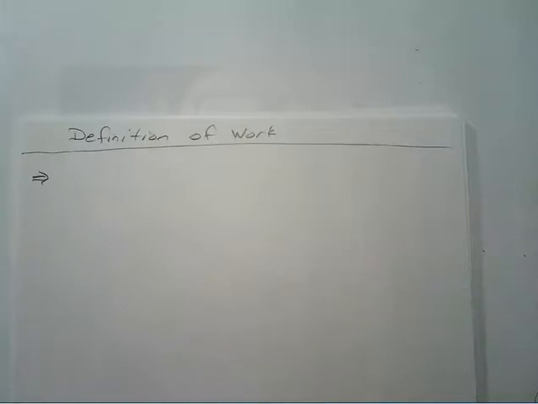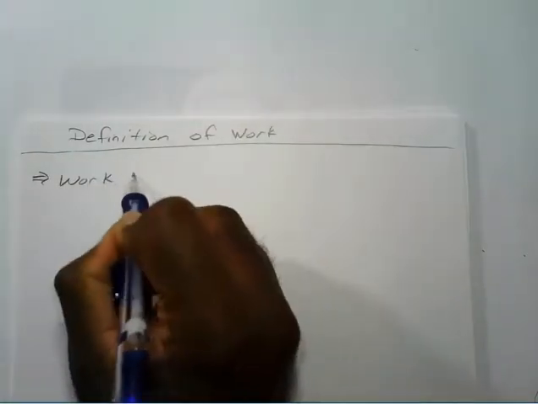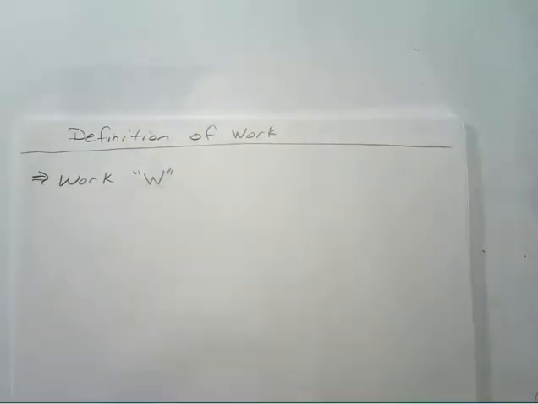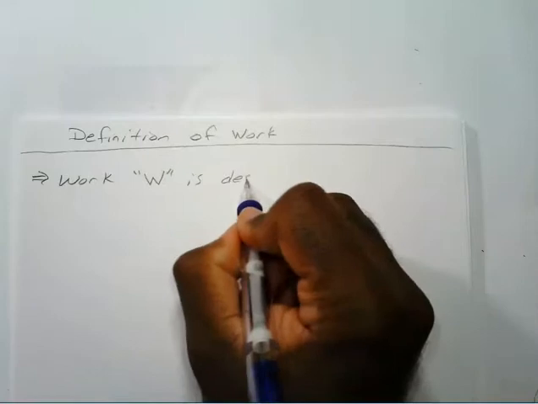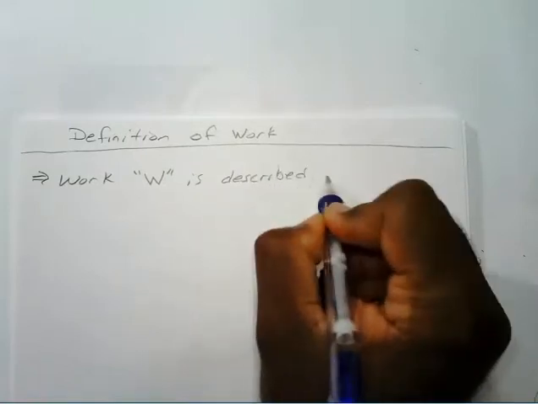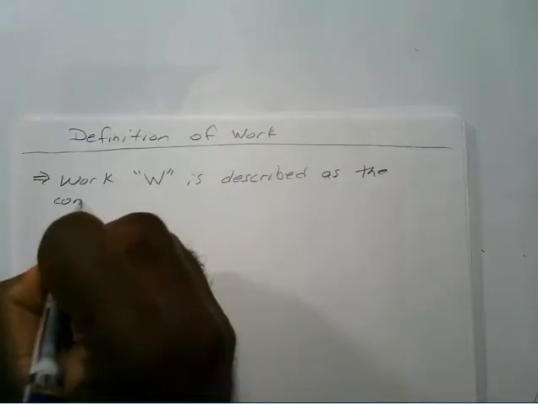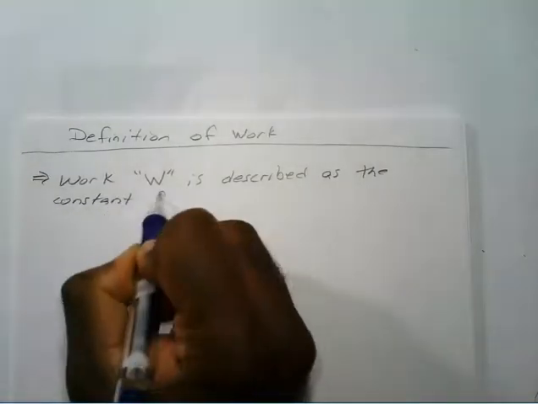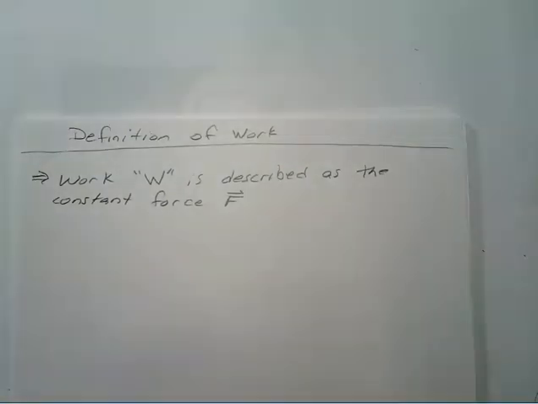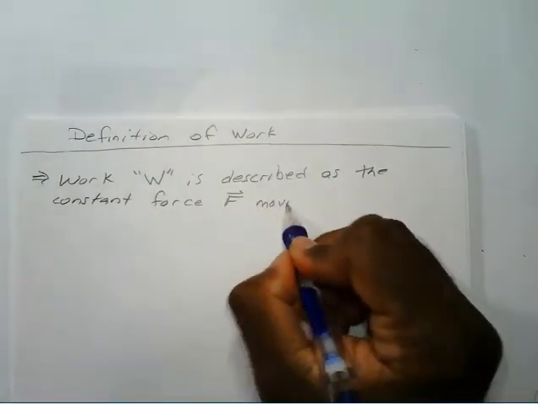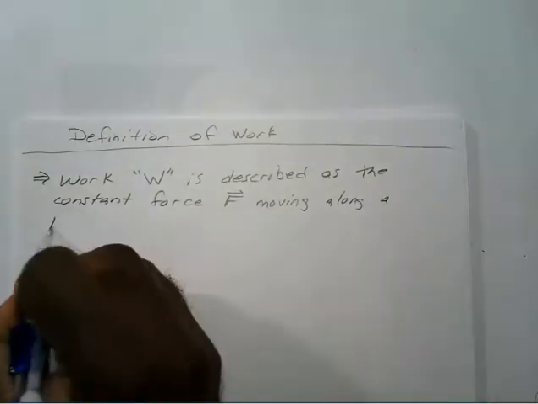Now, I guess you could say the simplified definition of work, which we will identify as the uppercase W, is mainly described as the constant force, which we'll call our F vector, moving along a line of motion.